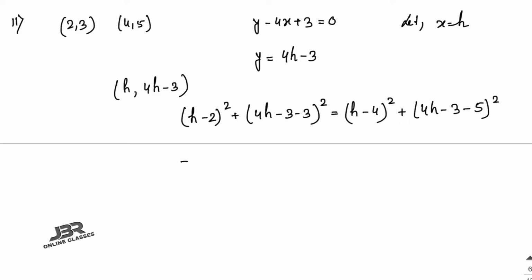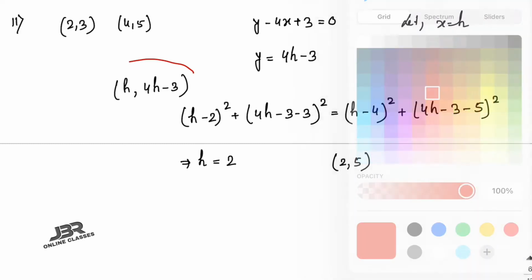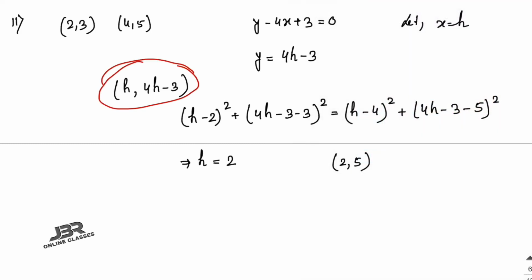Okay, and whenever you solve this equation, then you will get the value of h equal to 2. Clear? So here your center will be 2 comma 5. As you let the center be h comma 4h minus 3, if h equal to 2, then your center will be 2 comma 5.